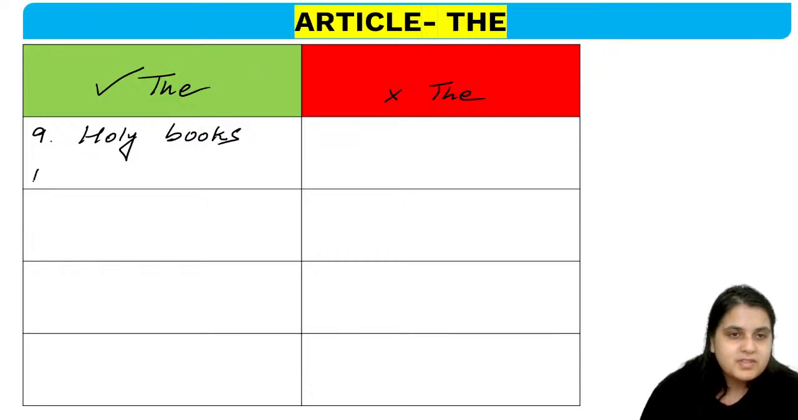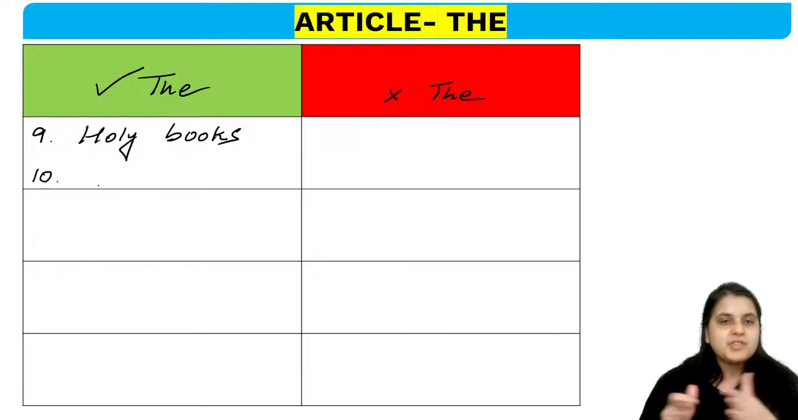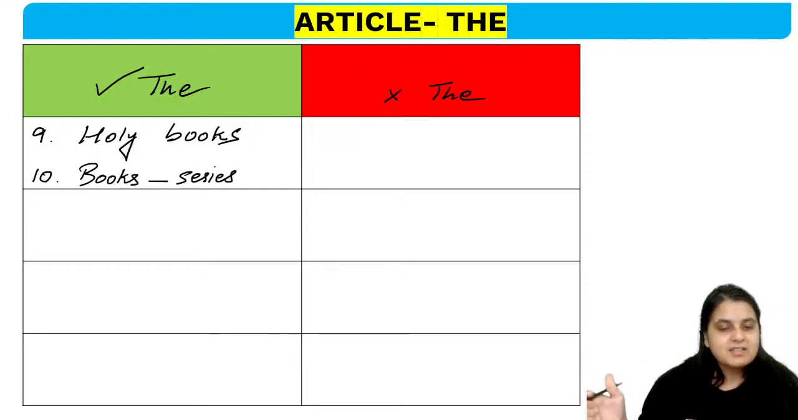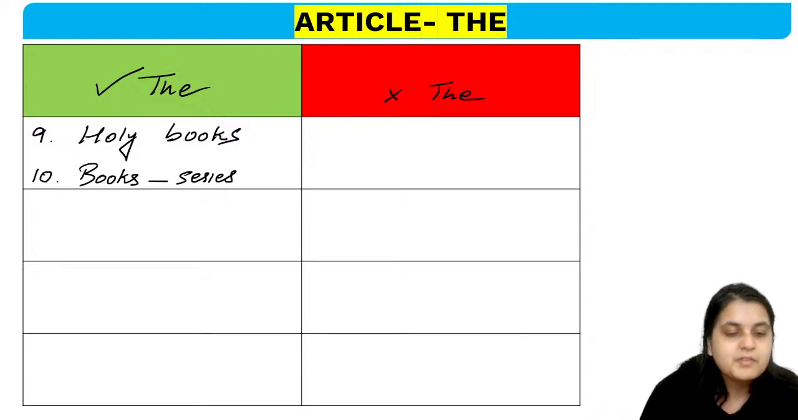Next, we also use the before names of books which are, for example, जो series में आते हैं. Generally, books which come in a series, we may choose to use the word the. For example, the Shiva trilogy, the Harry Potter series. So books which come in series, let's say part 1, part 2, part 3, part 4, part 5, and so on and so forth.